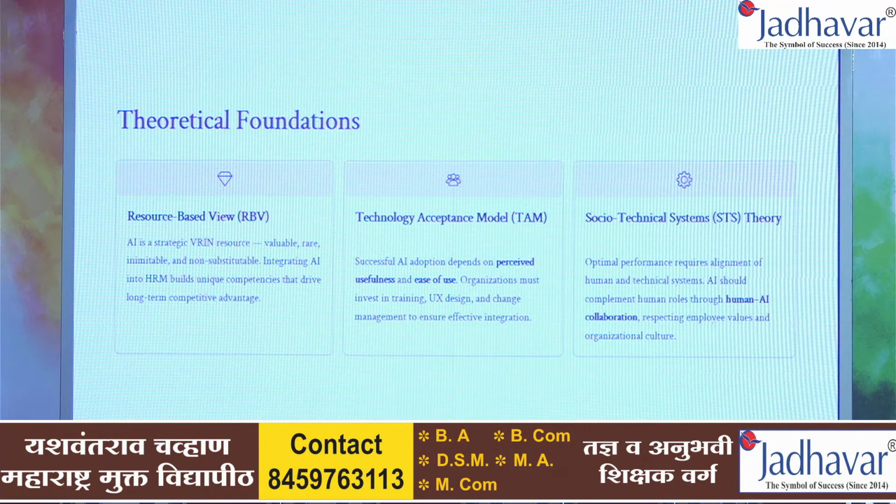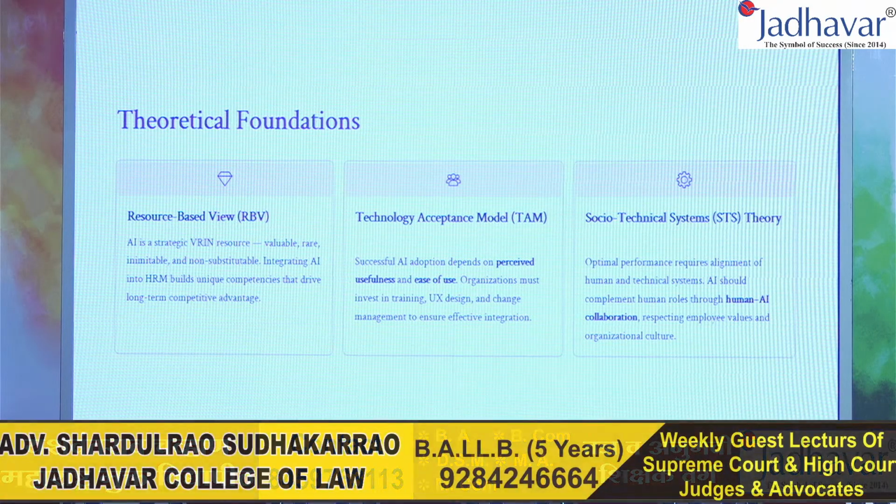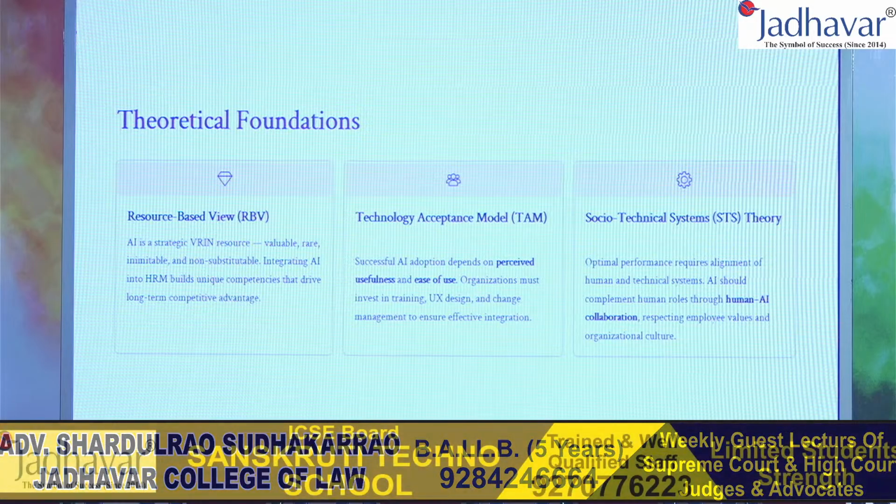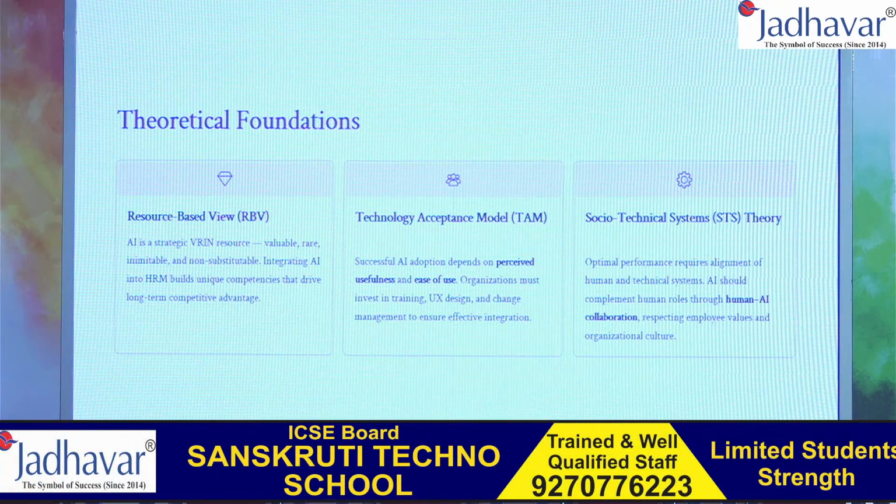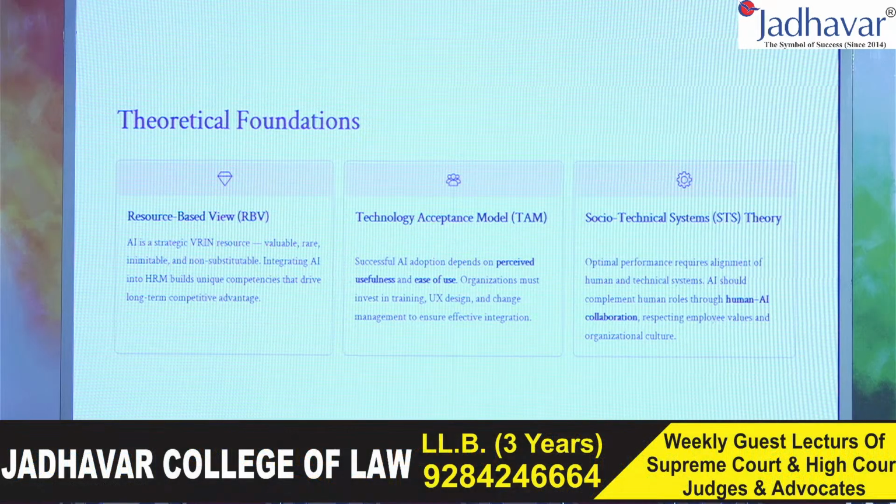When we talk about AI, it is not just one thing. There are a lot of things that come into AI, which is RBV, the resource-based view. AI is a strategic resource: valuable, rare, inimitable, and non-substitutable. It means this is not just a single part. It has machine learning, it has chatbots. So in so many areas we can use the AI system.